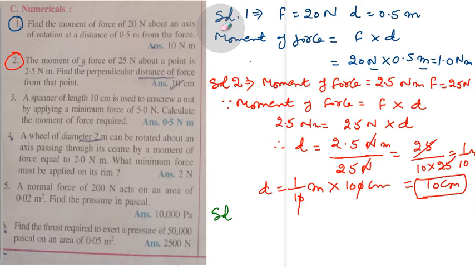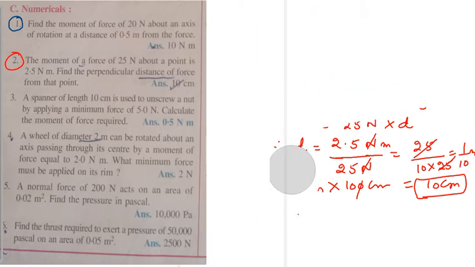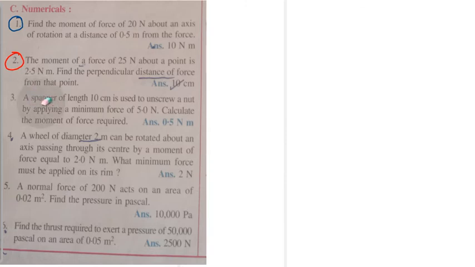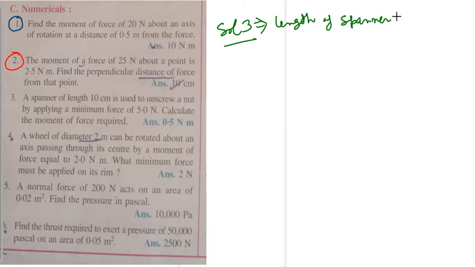Let us first rub it, make some space for question 3. So what is question 3? A spanner of length 10 cm used to unscrew a nut by applying minimum force of 5.0 newton. Calculate the moment of force. So length of spanner, let's say distance D equal to 10 centimeter and force is equal to 5.0 newton.